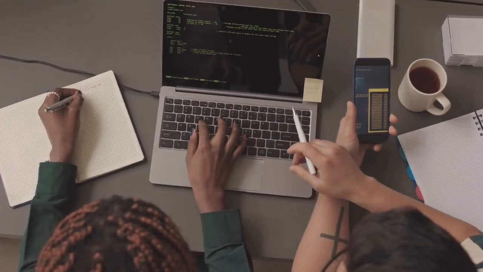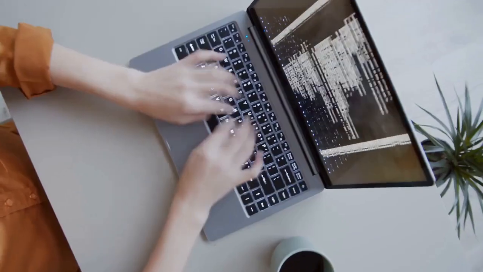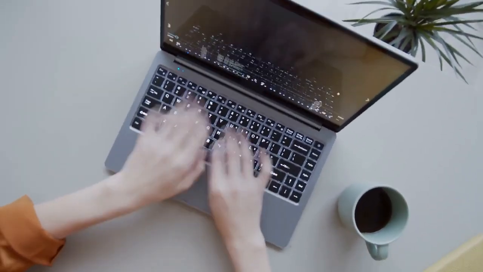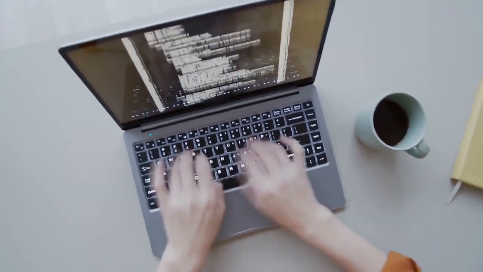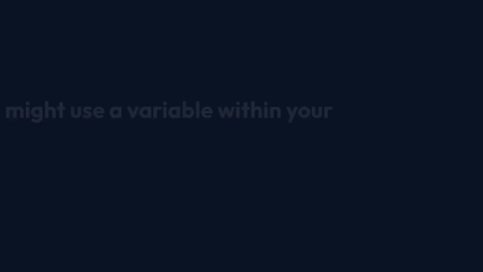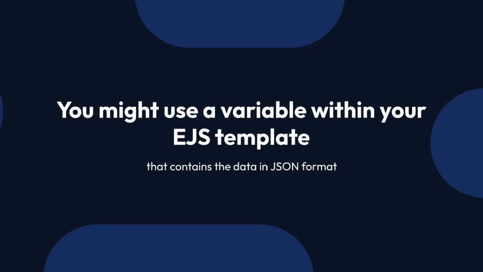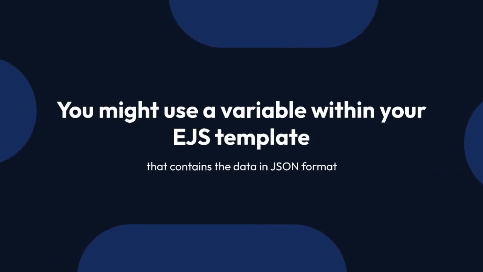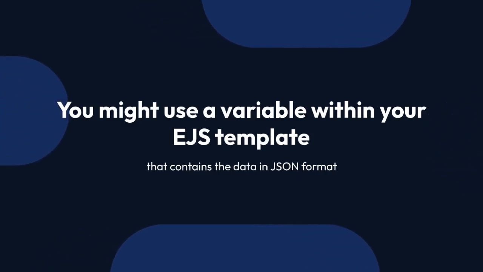3. Data transfer from server to client. Your Express app should fetch the data required by D3 from your database or other sources. This data is then passed to your EJS templates. For example, you might use a variable within your EJS template that contains the data in JSON format.